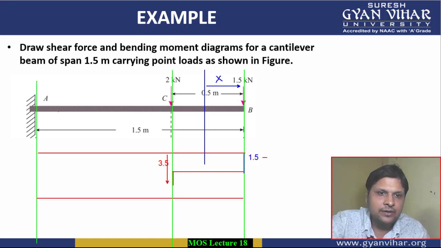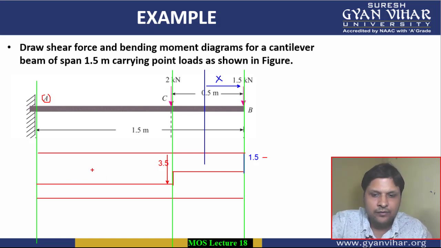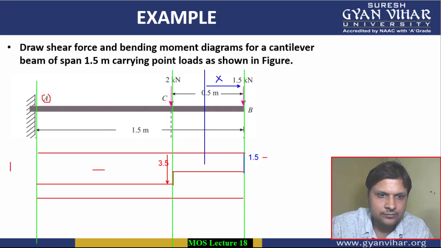Then from here till A, you don't have any force acting, meaning till the last point, the support A, there is no other value, therefore it will be considered negative and horizontal. So this becomes, students, the shear force diagram.